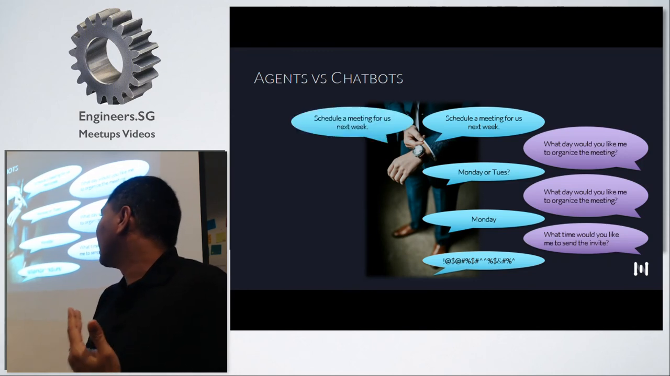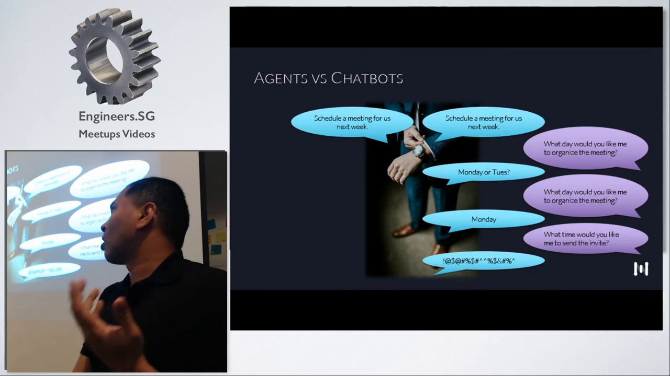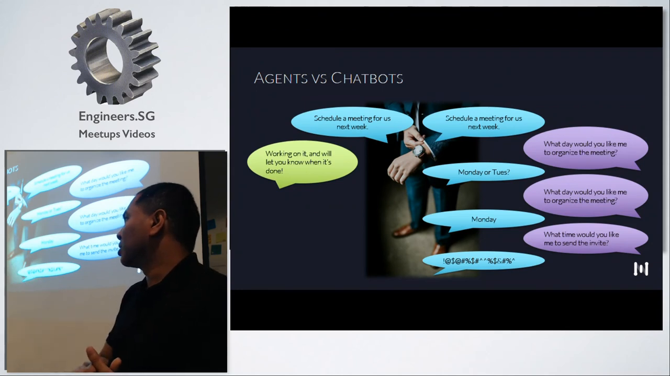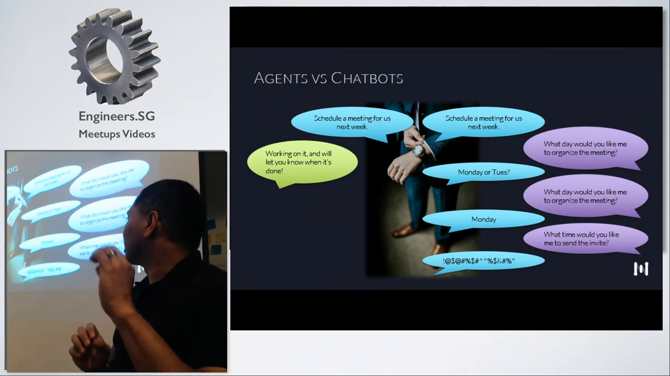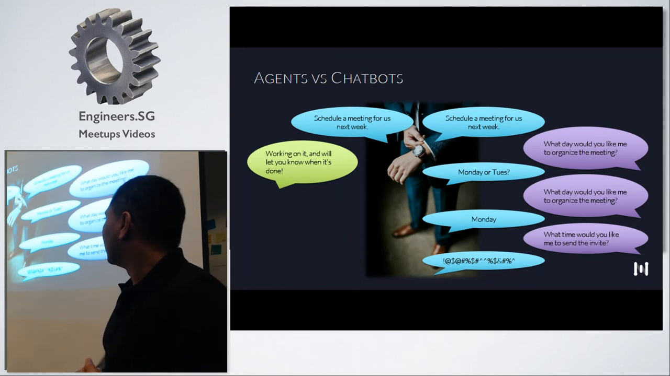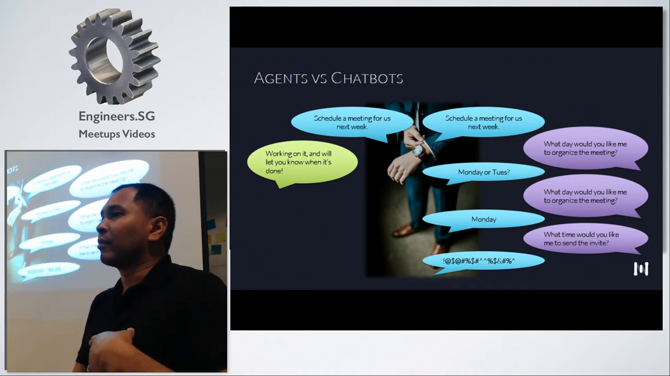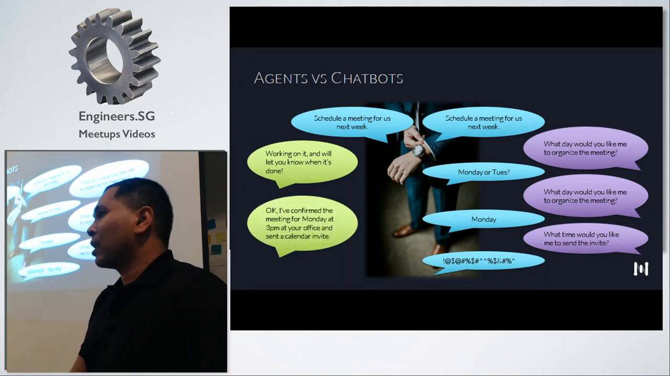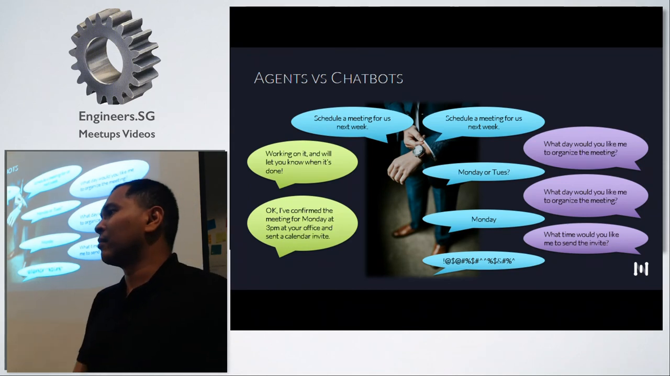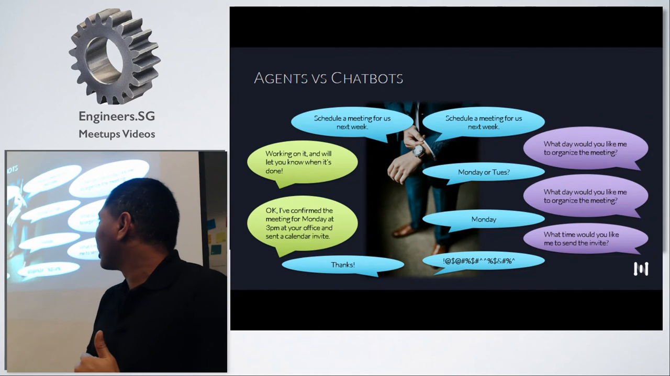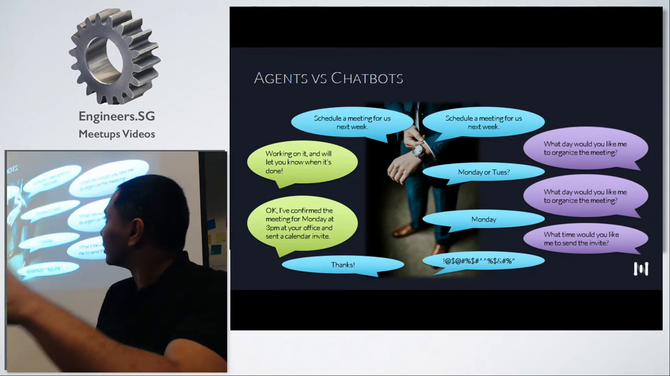The difference is an agent takes ownership and it's autonomous. It makes decisions on your behalf. You throw it a task that's ambiguous, relatively ill-defined, and the agent says, okay, fine, let me go figure this out. It goes off, emails the people you want to meet on your behalf, figures out a time based on your calendar and their responses, and says, okay, I've confirmed the meeting, Monday, 3 p.m., sent the invite out. If you work in the corporate world, you know a lot of people live and die by their calendars. So that's the difference between an agent and a chatbot, and obviously what we're building is closer to the agent side of things.